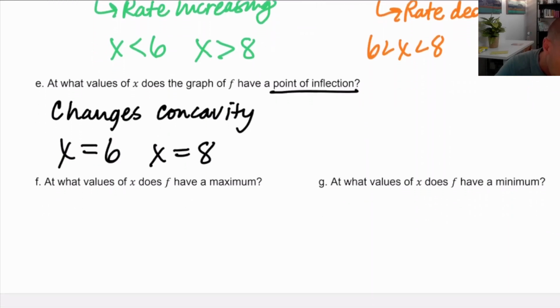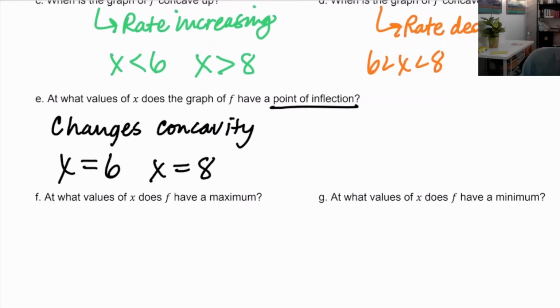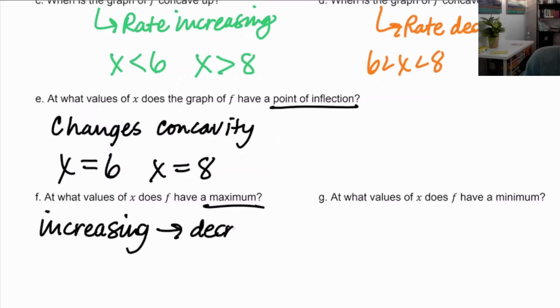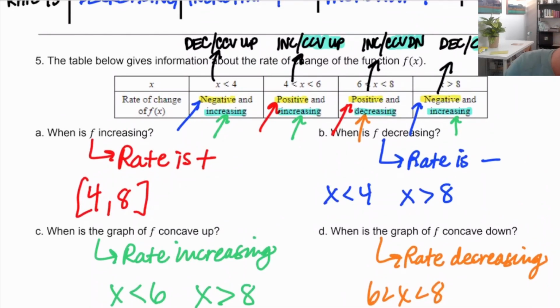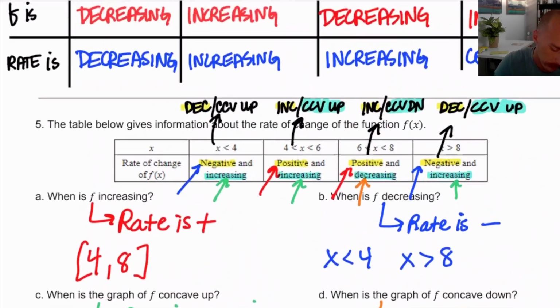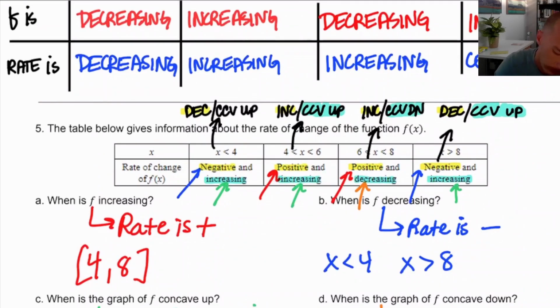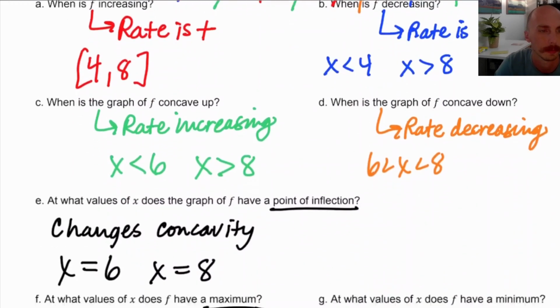At what values of x does f have a maximum? Okay, well, remember, a maximum is where f goes from increasing to decreasing. We would need to look at the rate of change, whether it was positive or negative, but we'd already kind of translated that up above. So I'm thinking, all right, I was decreasing, and now I'm increasing. I kind of forgot what I was looking for. Am I looking for a maximum or a minimum? Maximum is increasing to decreasing. So that happens from the third to the fourth. So that's going to be at x equals 8.